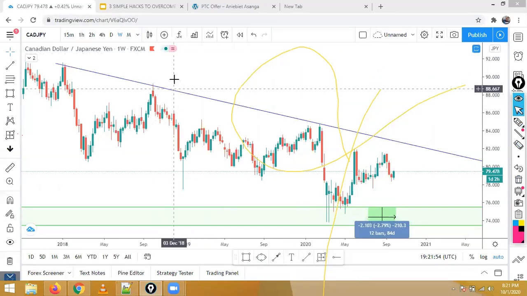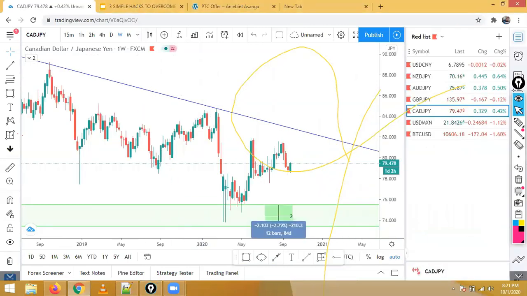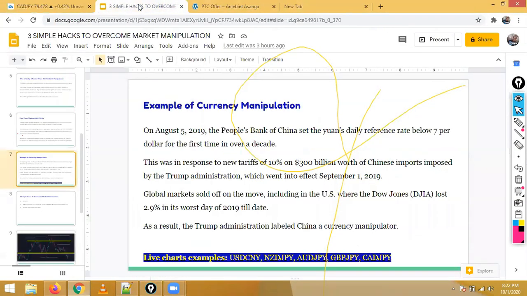All right, so we go back to the slide. I wanted to share all those charts with you.